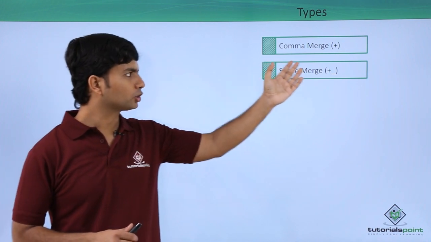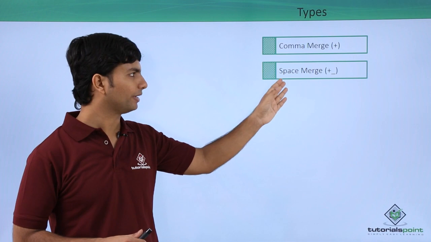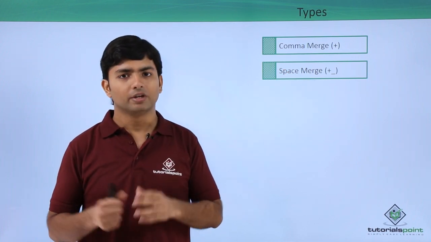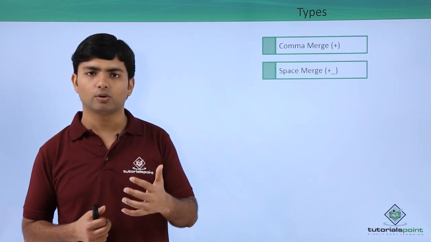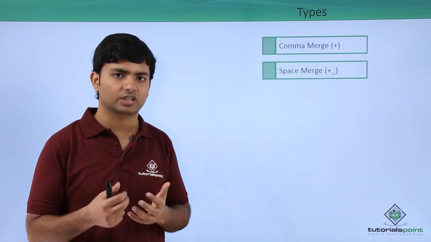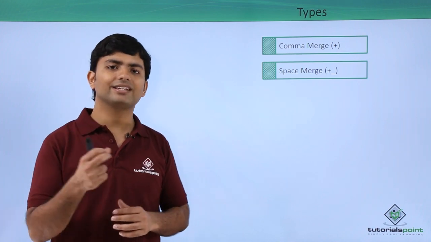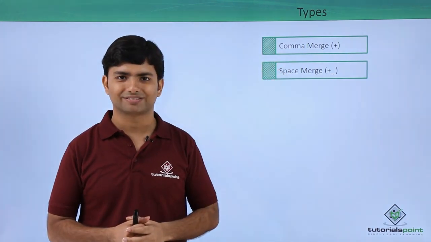For comma merge you put a plus after every attribute, and for space merge you put plus underscore after each attribute. Basically these are helpful in giving you some formatting, like shadow, or if you want to get some transition effect. So let's see a practical implementation where in each example we'll be using either the comma or space merge.